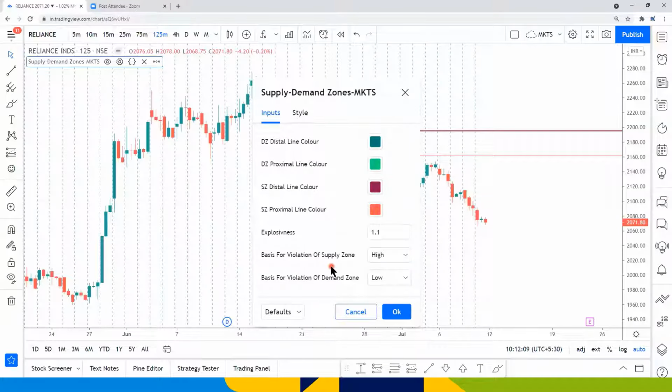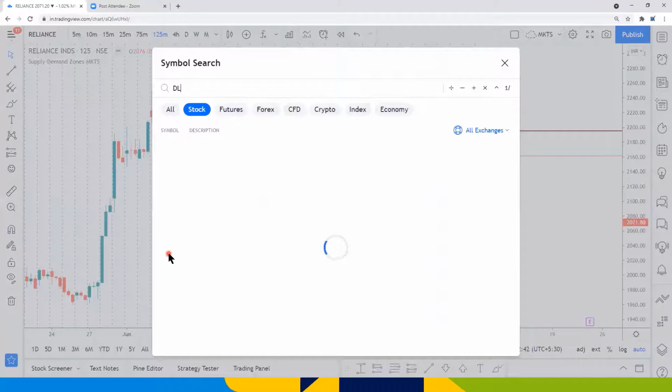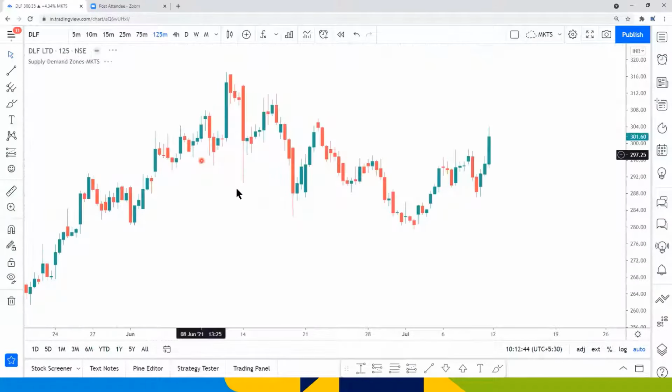And the basis for violation of the zone. There are two ways. One is on pierce basis, or the other is on the closing basis. For a supply zone, it says if the high goes beyond distal, it will not mark it as a zone. Here, if the low goes beyond distal, it will not mark it as a zone. You can change this to closing basis. I personally keep it on high and low basis. I'll just show you what to check here. Let's go to one chart, DLF. A good example of violation there.